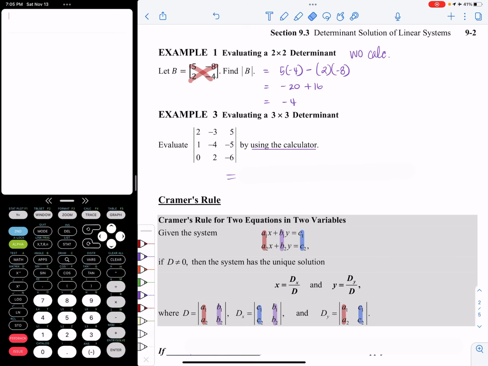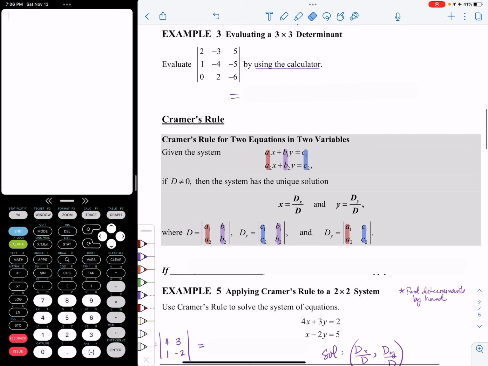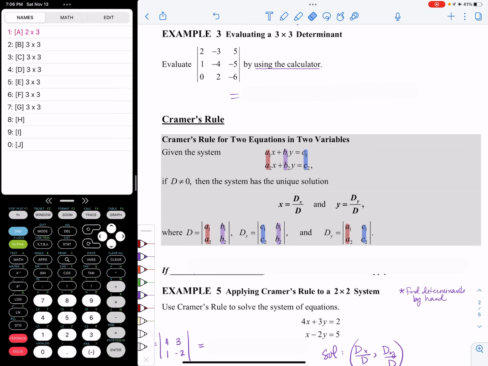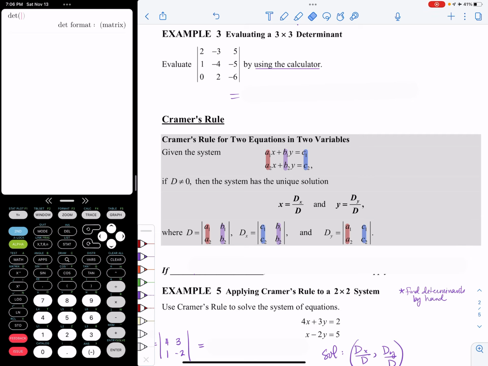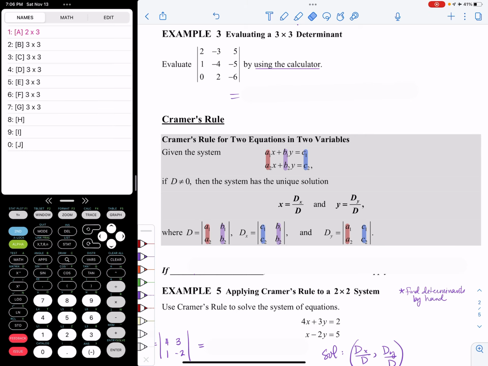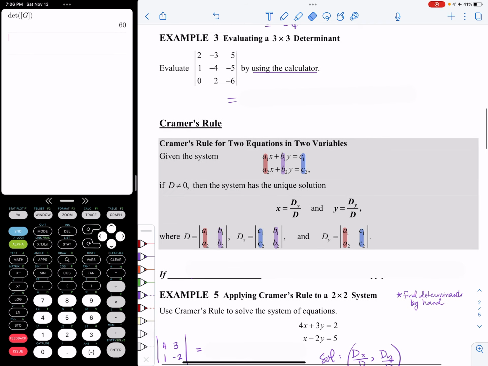Now, if we're going to use the calculator, I've already placed this particular 3 by 3 matrix into my calculator. And so if you follow the directions, you already know what to do. But we're going to go into our matrix menu. We'll go into the math column, and number 1 in the math column is our determinant. And then we need to tell it what matrix we're going to use. I personally saved mine as G. And so when I put that into my calculator, I'm going to get 60 for my determinant.